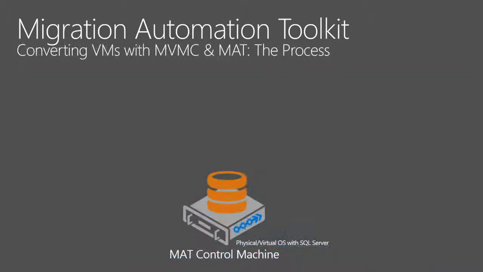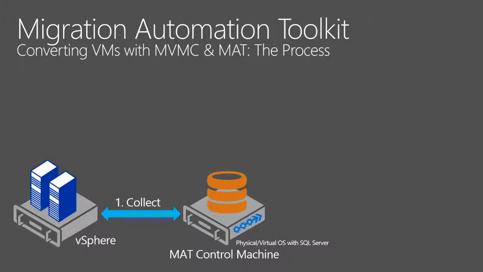And what I mean by that is, you've got your first MVMC machine. You've stuck a little SQL database on there. SQL Express is fine, or you can use an existing SQL Server database if you want. And you've installed MVMC. You run a collection command. So from the PowerShell window, you run a collect. And it goes and queries your vSphere infrastructure. Goes and queries it, brings back a list of VMs.